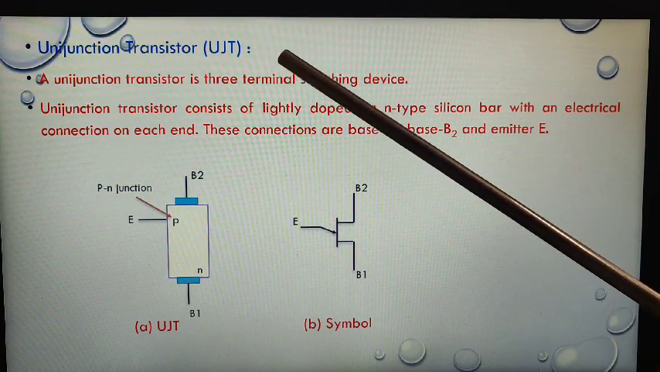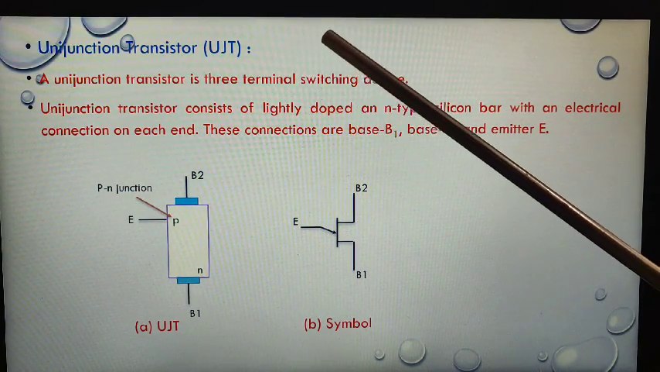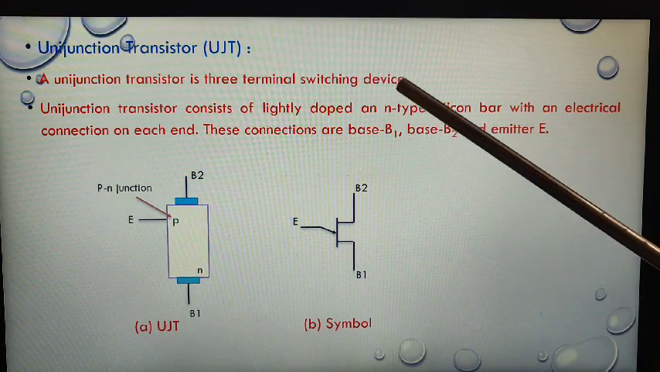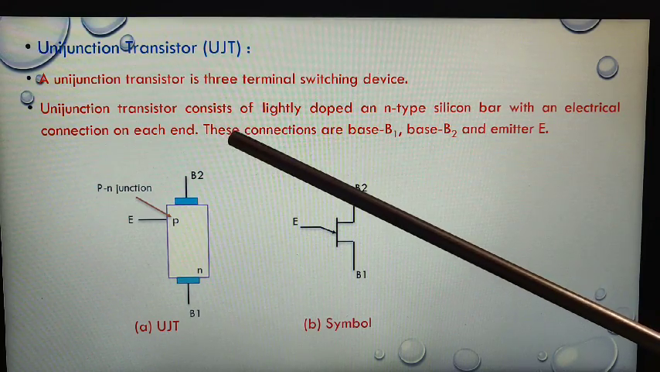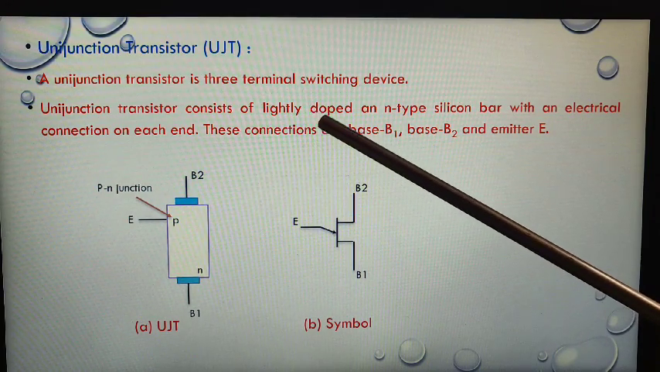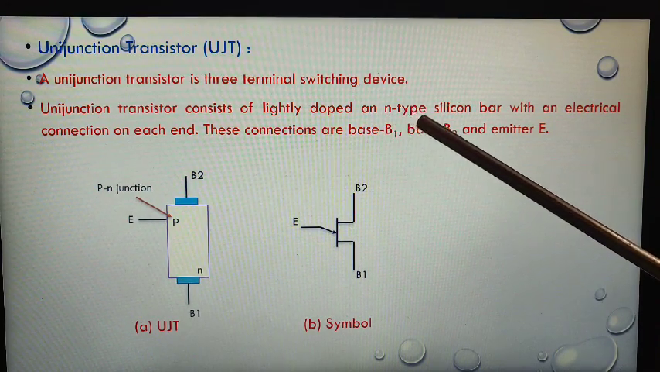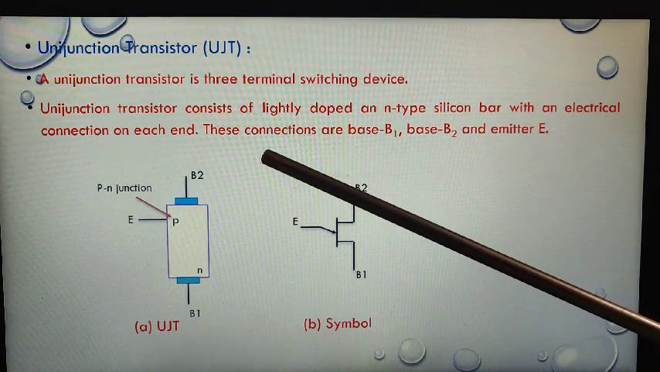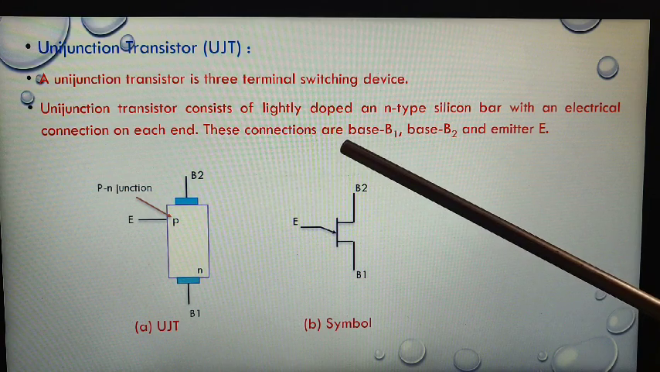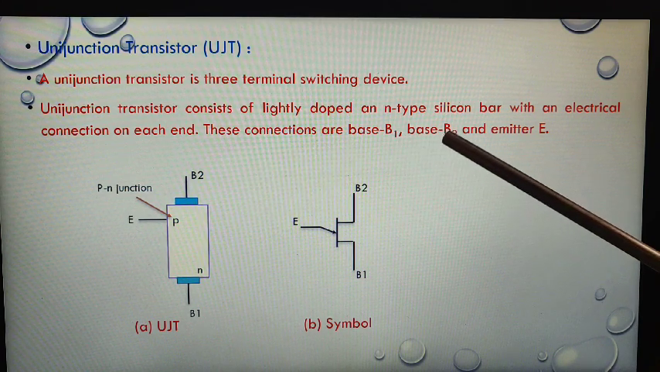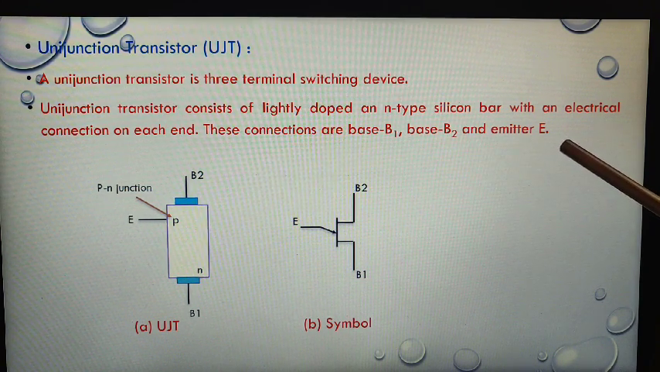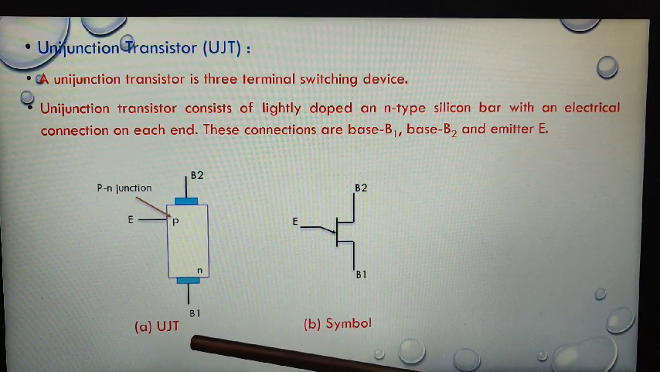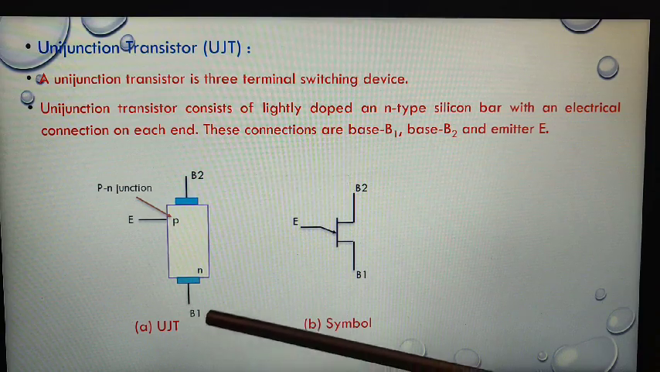In today's lecture, we study the unijunction transistor, shortly called UJT. A unijunction transistor is a three-terminal switching device. It consists of a highly doped N-type silicon bar with an electrical connection on each end. These connections are base B1, base B2 and emitter E. So this first diagram shows the UJT.